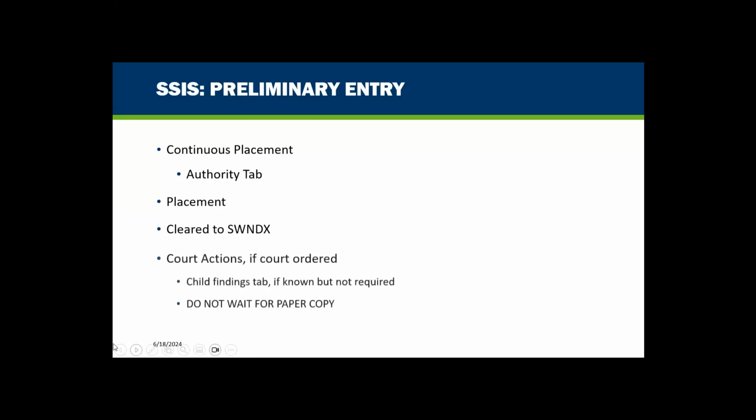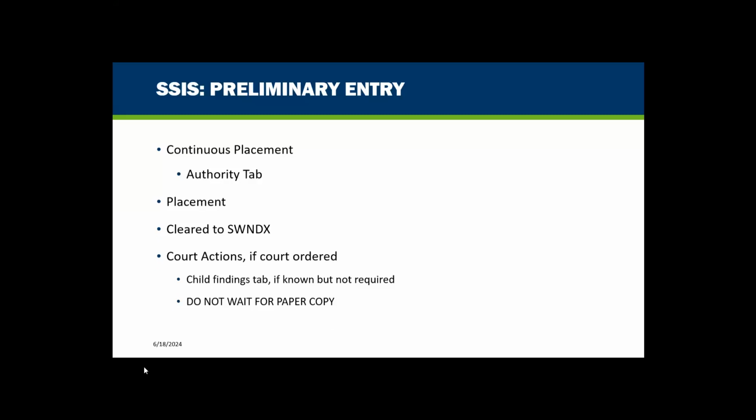I always like to warn people, if you start to notice multiple PMI numbers, start that process to get those merged down and get that issue resolved, because that can be problematic. And then if your child is court ordered into placement, we do need to have the court action out there. The child findings tab is very critical to proper 4E calculation and determinations. If you know it, get it in there, but it's not a required tab at this stage.